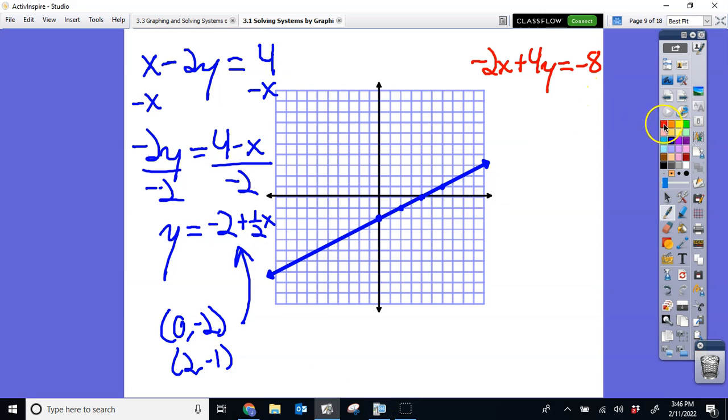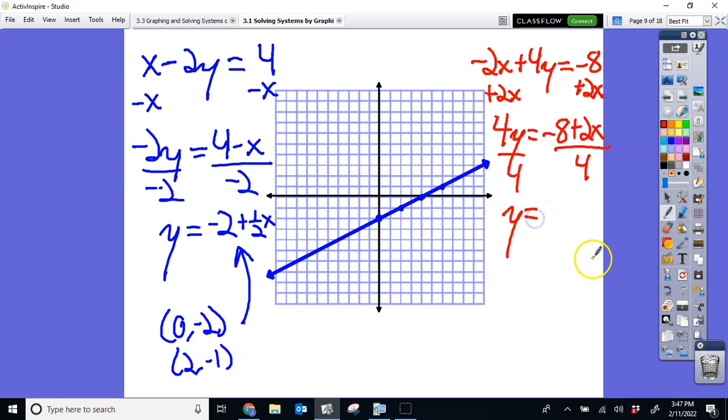Then I look at the other one. If I add 2x first, get it to the other side. When I add 2x, that gives me 4y equals negative 8 plus 2x. I divide by 4 on both sides. That gives me y equals negative 8 divided by 4 is negative 2. 2 divided by 4 is 1/2.